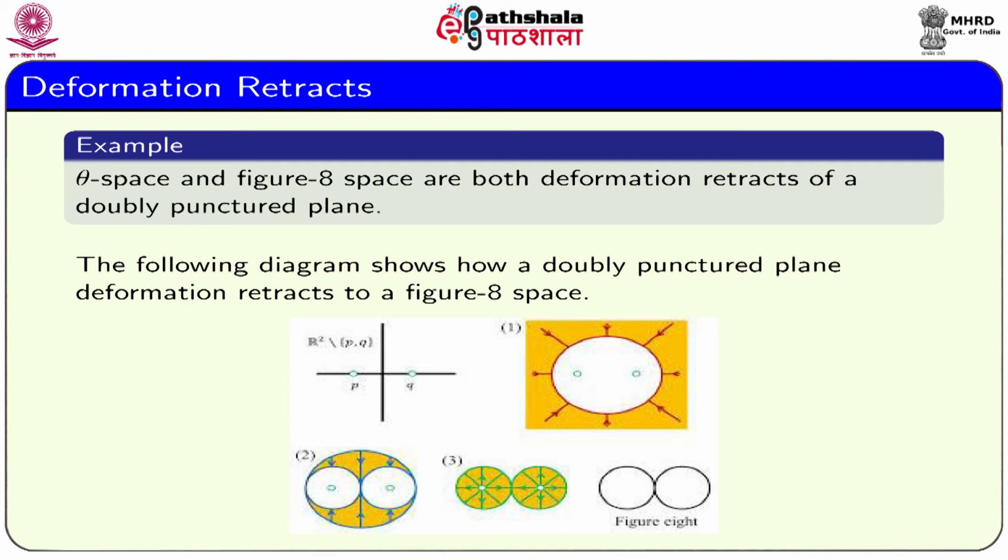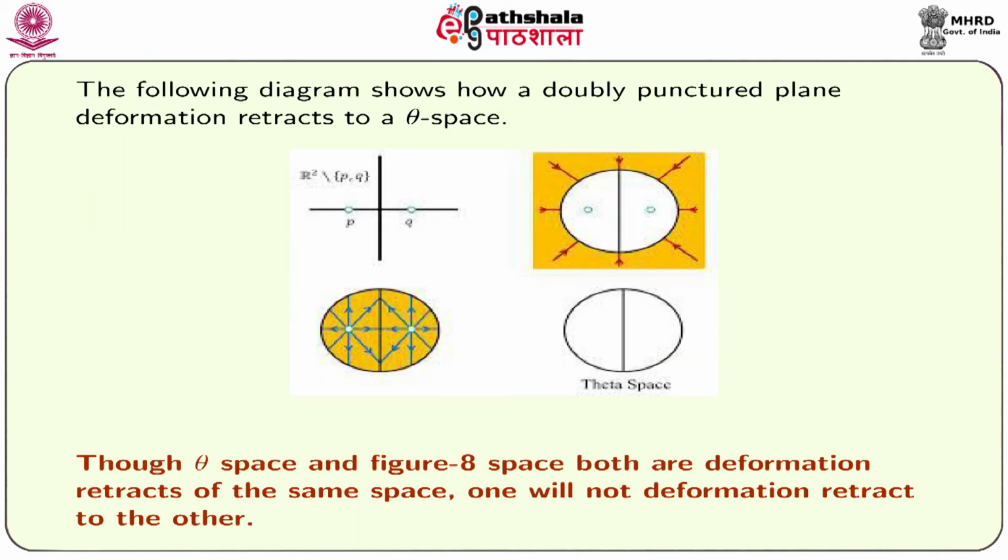Similarly, we do the same thing. Instead of drawing 2 circles around the punctured points, we draw a line to separate the punctured points. Then what we get is a theta space. We apply the same technique of squeezing and stretching to get the deformation retract of the doubly punctured plane as a theta space.